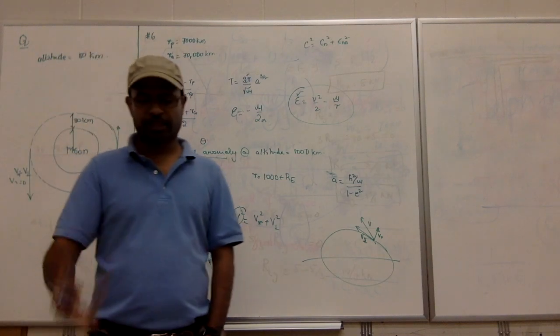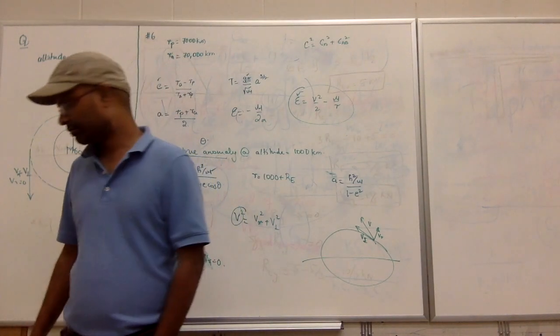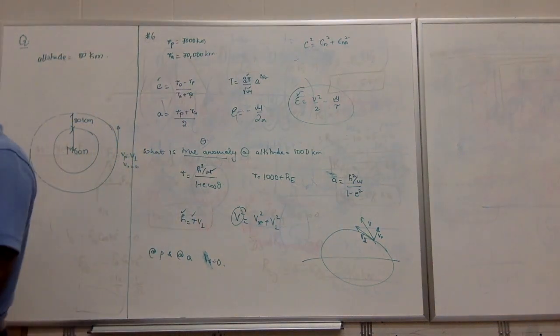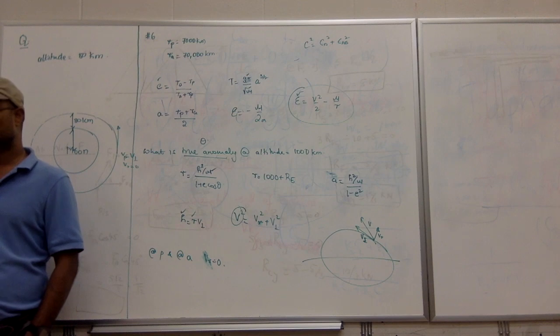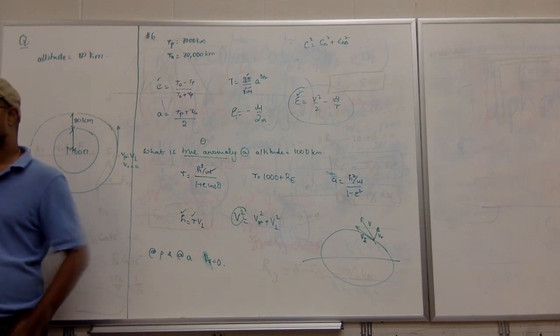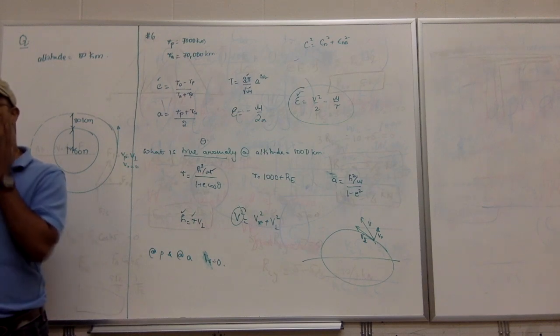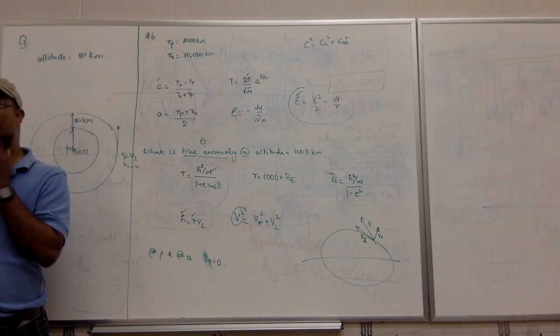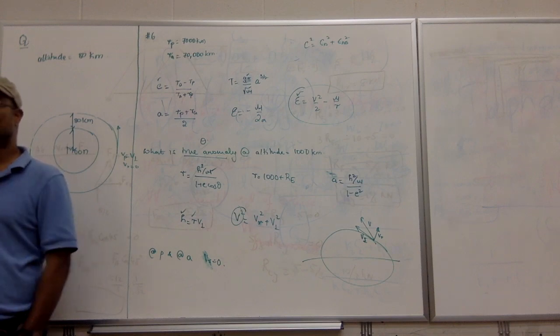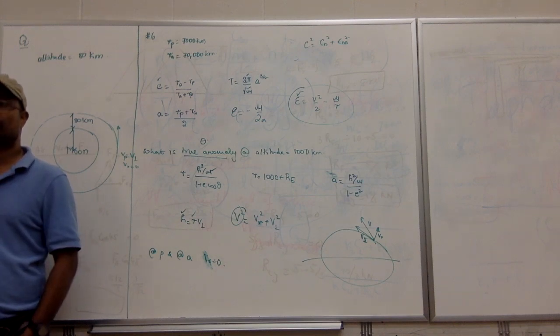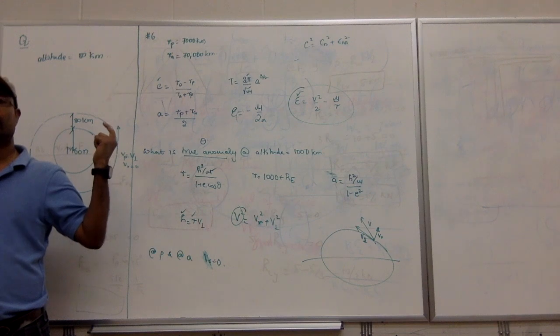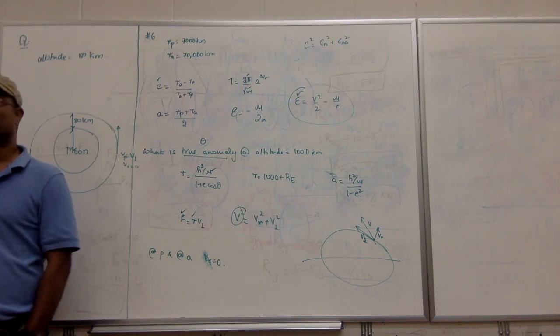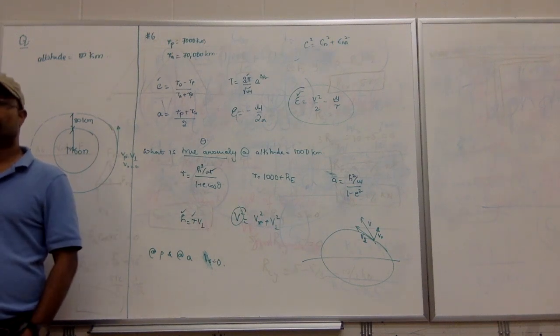Okay. What do you know from the second law? Planets orbiting around the sun trace equal areas in equal times. Okay. What does that mean? Each section goes the same distance in the same amount of time. Not same distance, equal area. If you are talking about any elliptical orbit, it's not the same distance. If it's a circular orbit, the distance is the same.